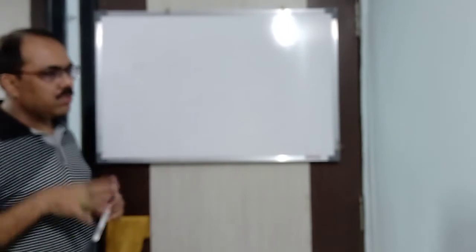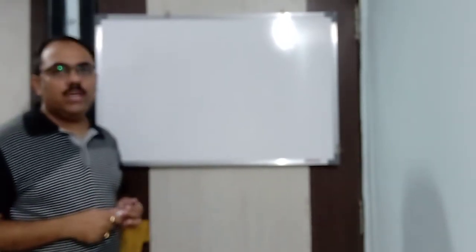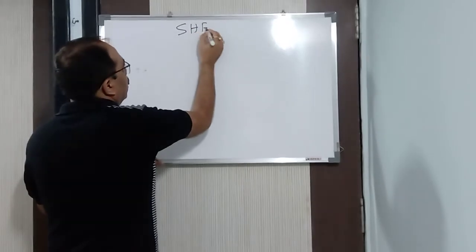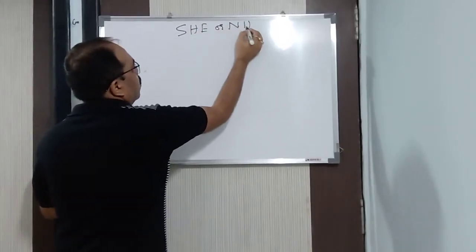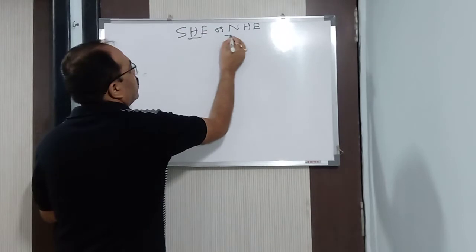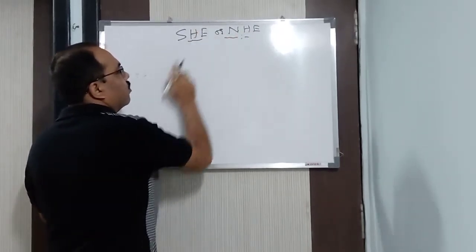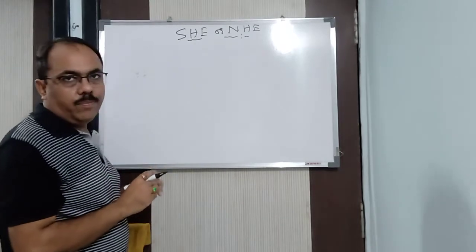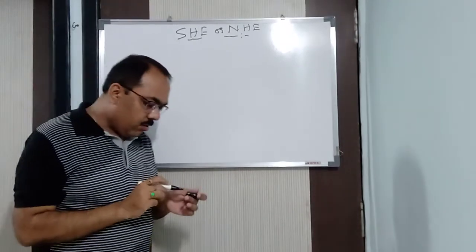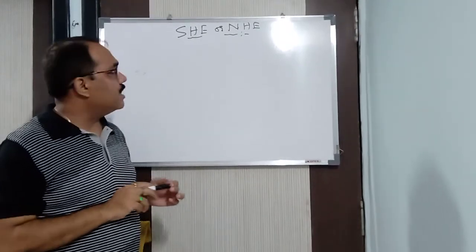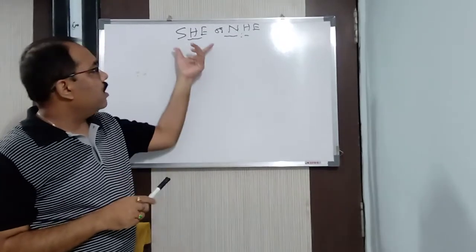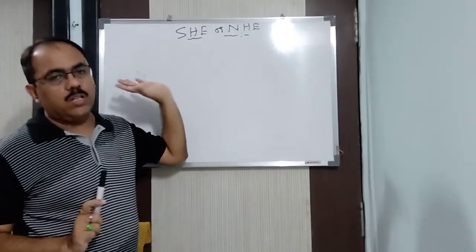Now based upon this fact only, today we will do the standard hydrogen electrode, that is SHE, also called the normal hydrogen electrode, NHE. Understood? Standard hydrogen electrode or normal hydrogen electrode, SHE or NHE. Now before starting, this is nothing but a single electrode potential.